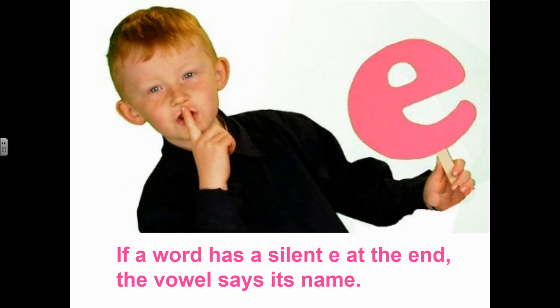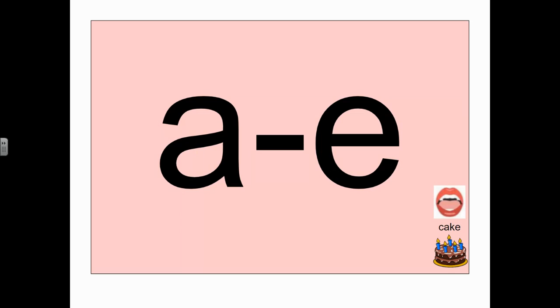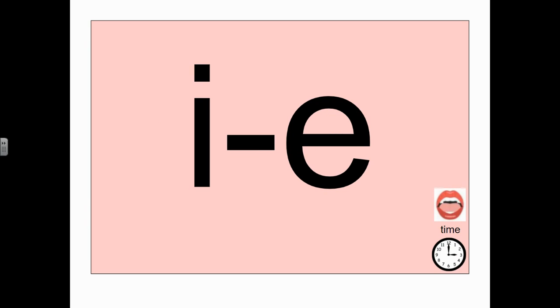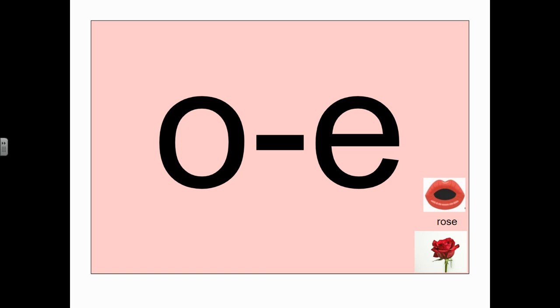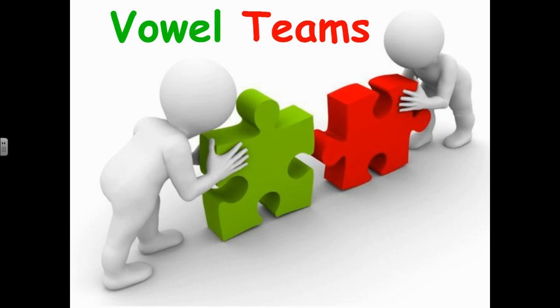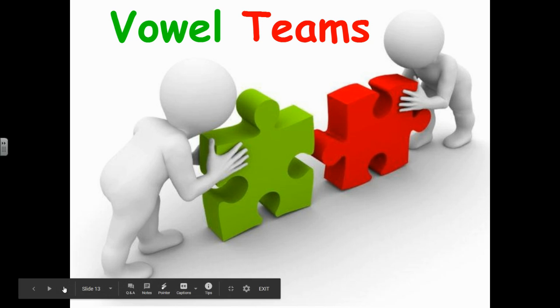Remember, when a word has a silent E at the end, the vowel says its name. The E doesn't make a sound. So this is A like in cake, E like in Pete, I like in time, O like in rose, U like in cube. And let's review our vowel teams.